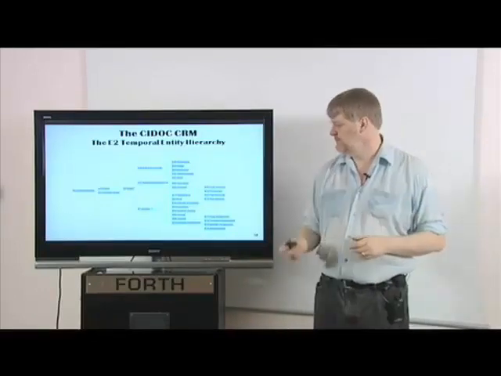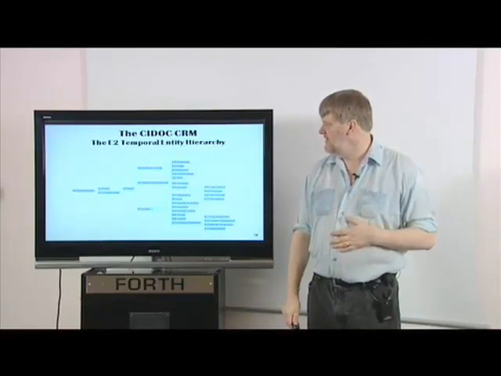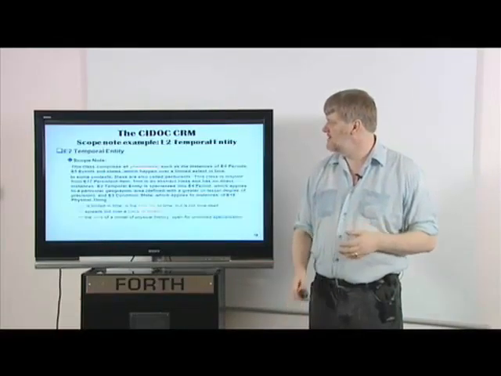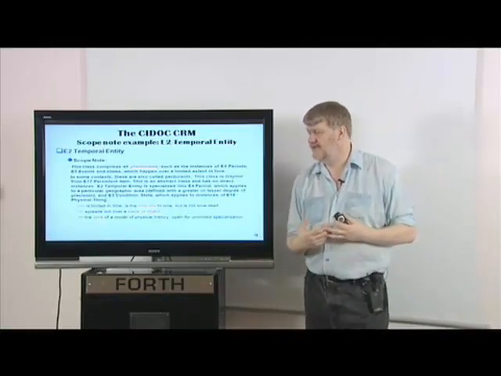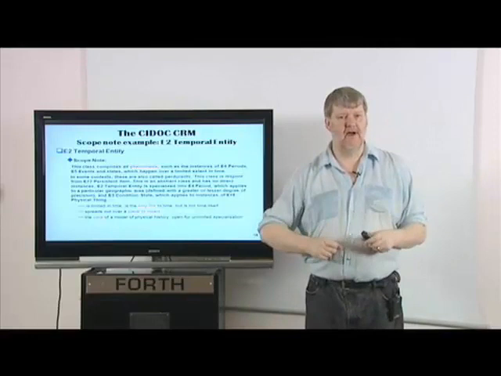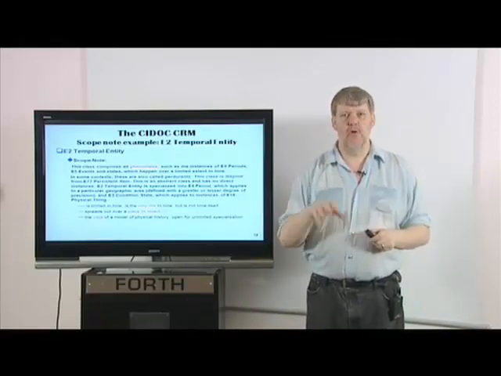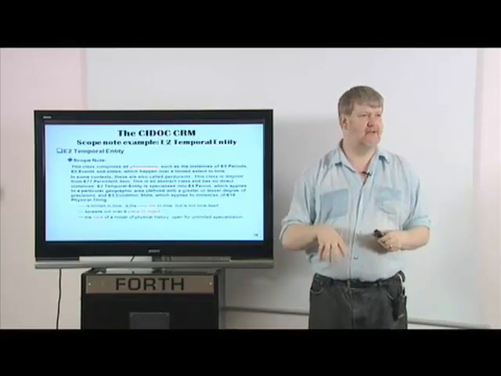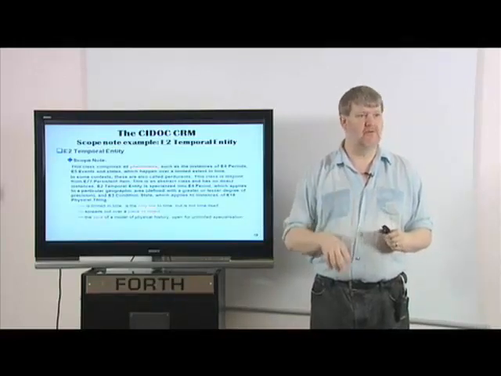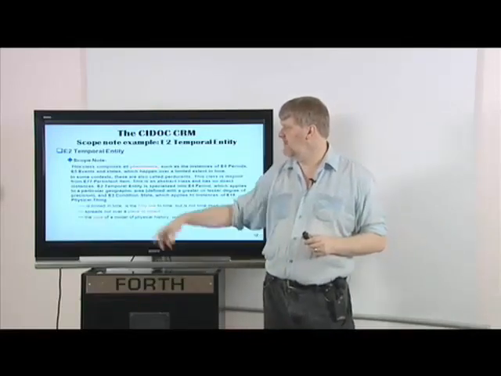So that's the hierarchy for temporal entities. Let's move on and look at what a temporal entity is. Now, all the way through the standard, we identify these classes and we say what they are. And it's not what you think the word means that matters. It's what the scope note says it is. So for each one of the classes, we have a scope note. And this is a copy of the scope note for E2 temporal entity.